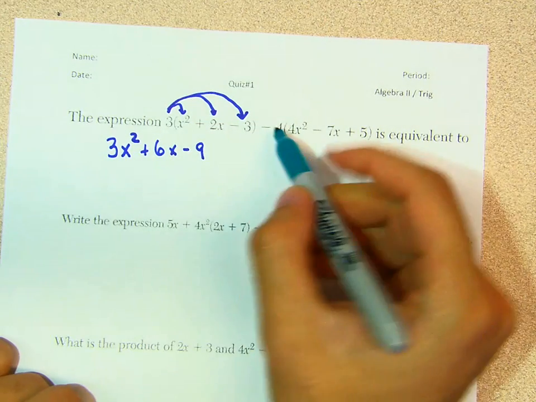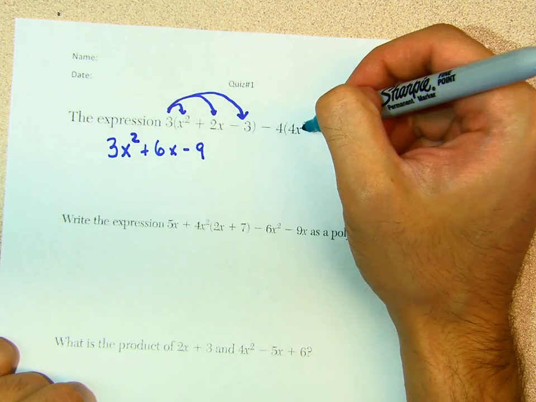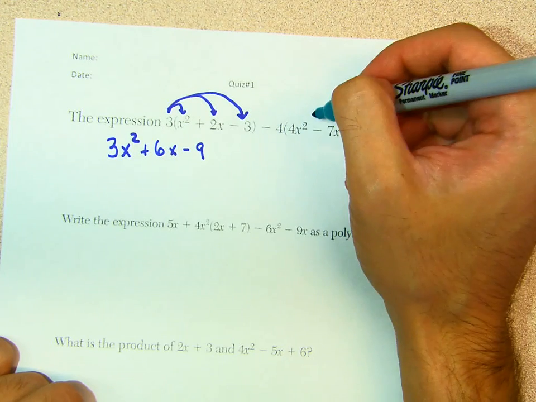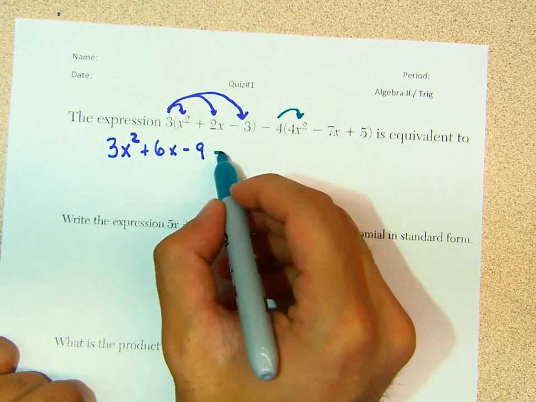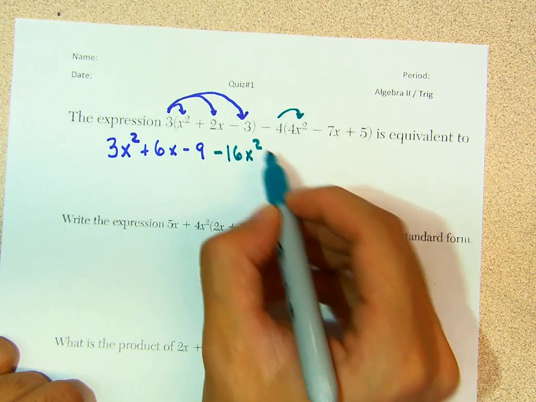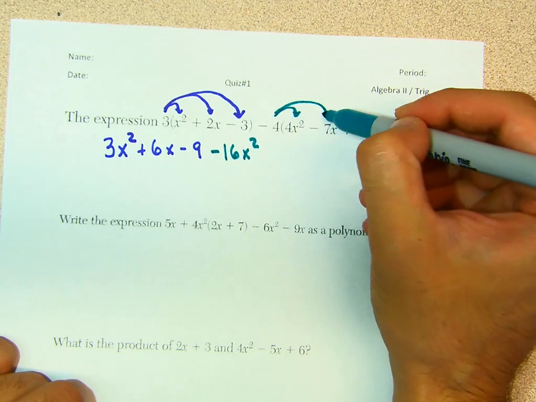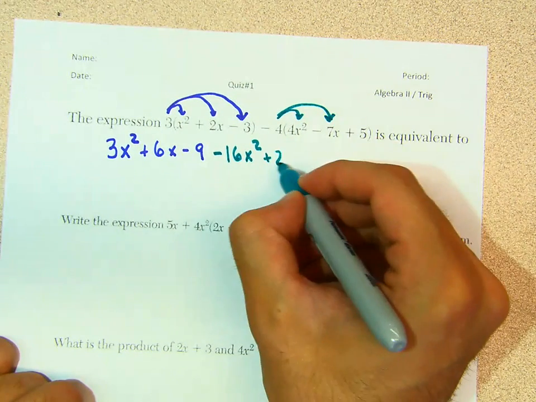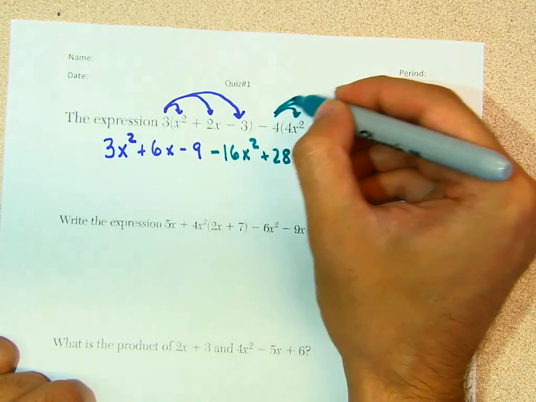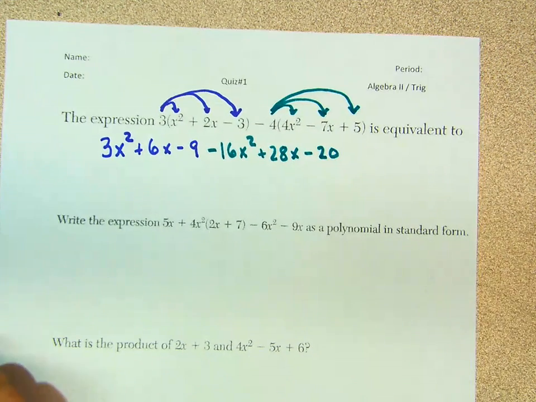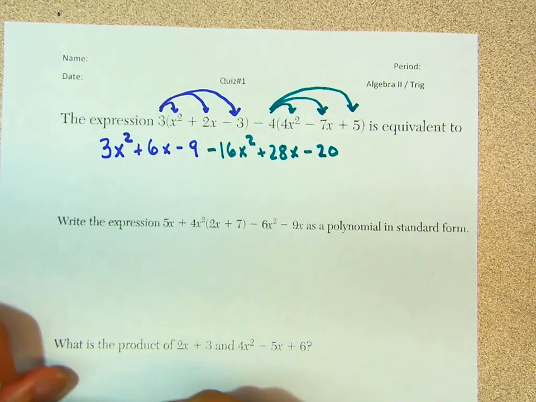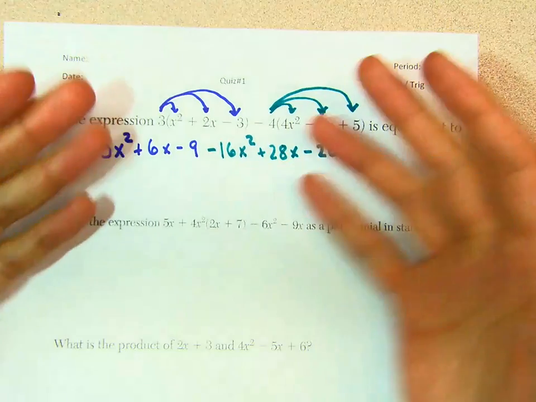It's not 4 times 4x squared. It's negative 4 times 4x squared. What is negative 4 times 4x squared? This is negative 16x squared. Negative 4 times negative 7x is positive 28x. Negative 4 times positive 5 is negative 20. Okay? Now, once you expand this whole thing, what's the next move?